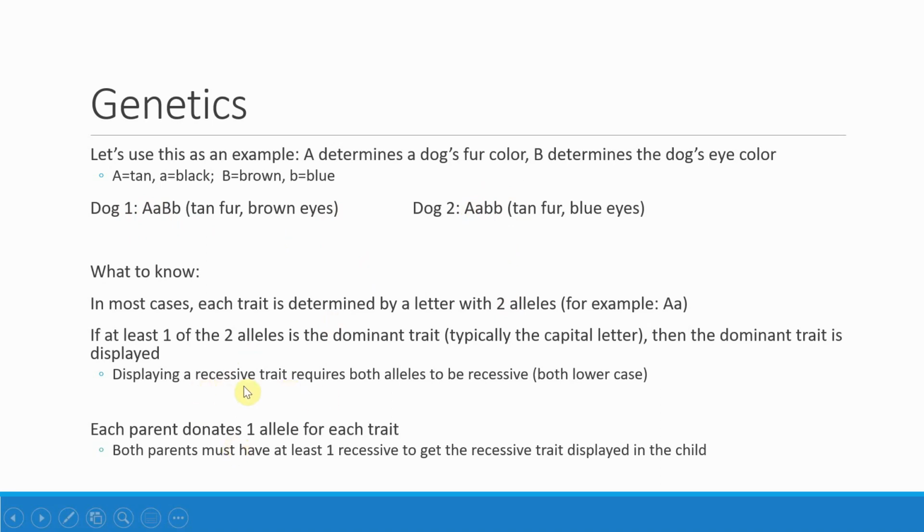So, since a recessive requires that both of the alleles have to be recessive, if you want to have a recessive trait displayed, then both parents need to at least have one recessive allele, because it needs to get one from both parents. Whereas if this was capital A, and then this was lowercase a, despite the fact that this is displaying the recessive, all of the children of these two would then have the dominant trait, because they would all have capital A, lowercase a. And it would be impossible to have lowercase a. But in this case, that's not true, because there is at least one lowercase in each of these.